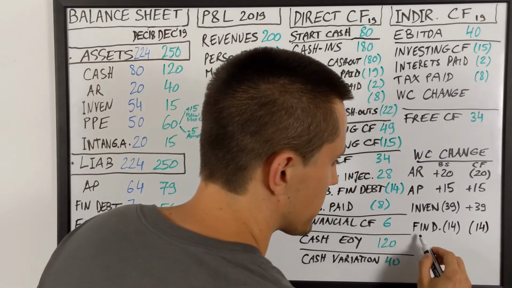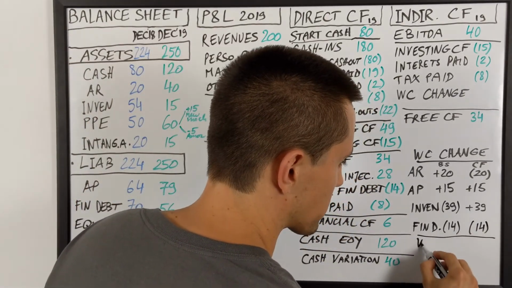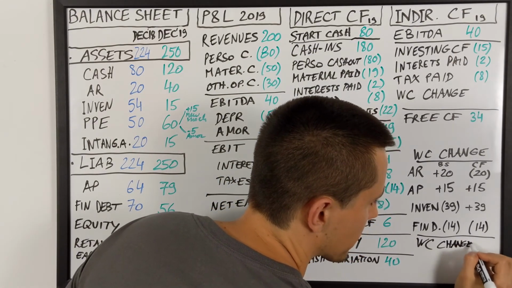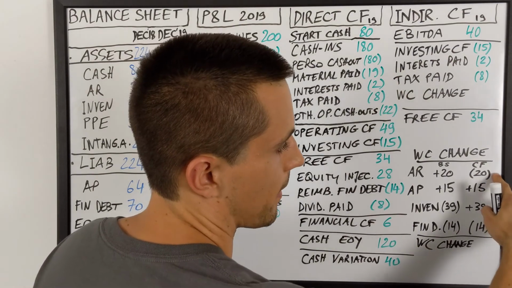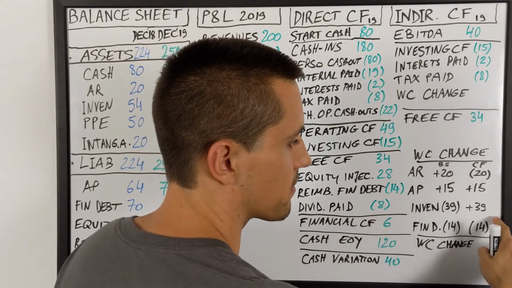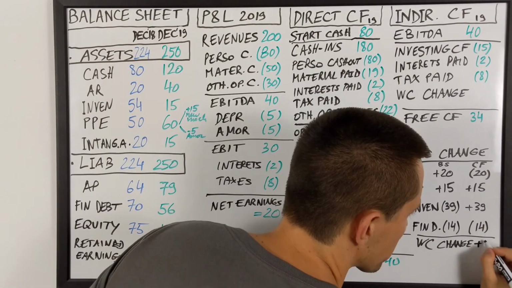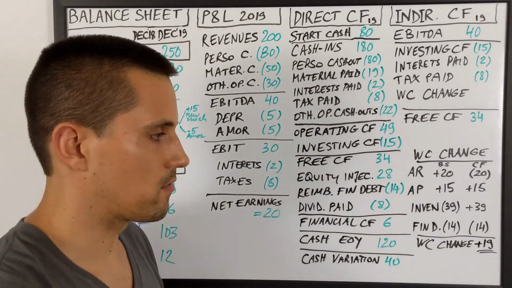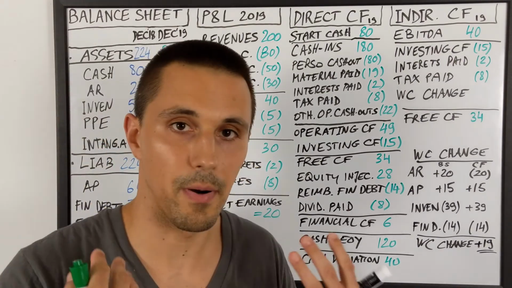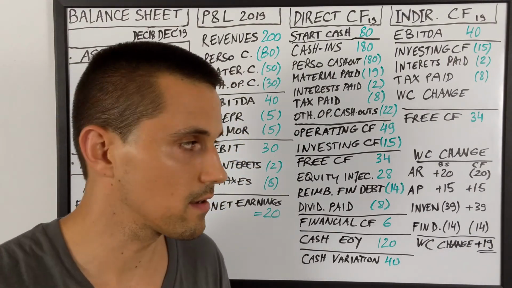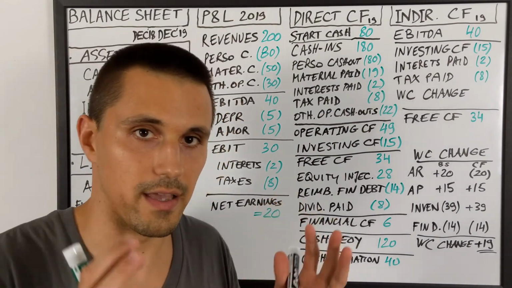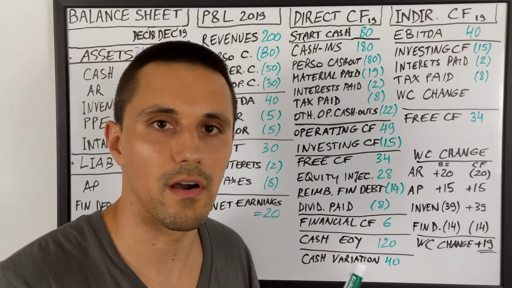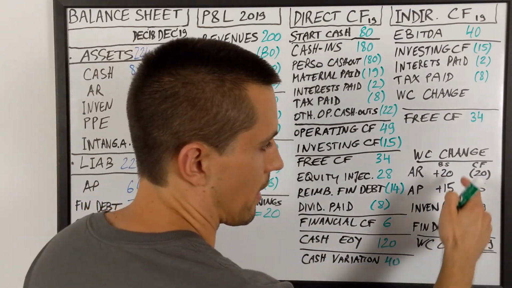Now, if we want to calculate the working capital change, we just have to sum up our cash positions here. Minus 20, plus 15, plus 39, minus 14, the working capital change of plus 19. Okay? So plus 19 means actually I have a positive working capital, which is a good thing. Again, I'm going to explain it very well in the next video. It would be too long in this video, but keep in mind here how it's calculated.